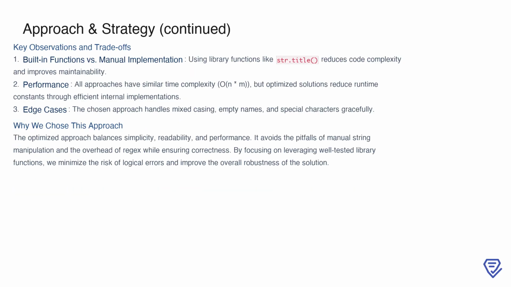In choosing the best approach, we considered several key observations and trade-offs. First, leveraging built-in functions like str.title simplifies the implementation and makes the code more maintainable compared to manual solutions or regex. While all approaches share the same time complexity of O(n*m), optimized solutions benefit from lower runtime constants thanks to efficient internal implementations. Additionally, the chosen approach effectively handles edge cases, including mixed casing, empty names, and special characters, ensuring correctness. Ultimately, we selected the optimized approach because it balances simplicity, readability, and performance.